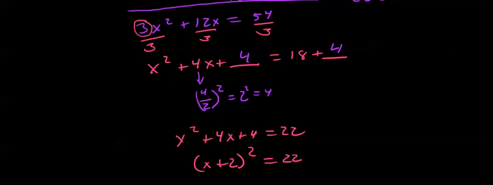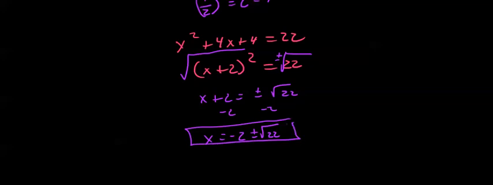And then we take the square root of both sides. Always remembering the plus or minus. So now we have x plus 2 equals plus or minus radical 22. Subtract 2, x is equal to negative 2 plus or minus the square root of 22. All right, let's do one more.